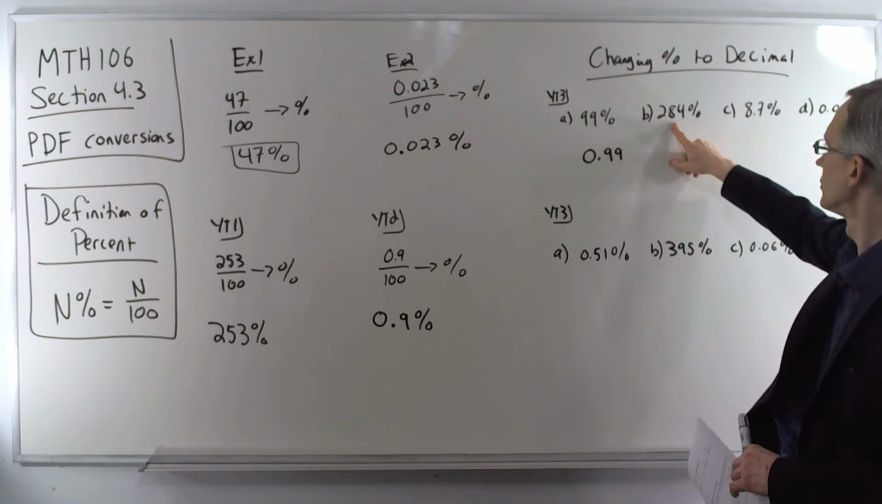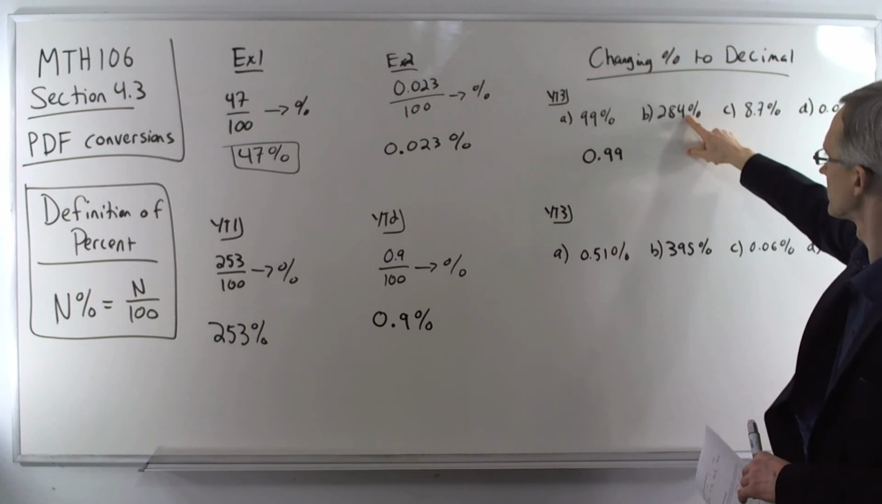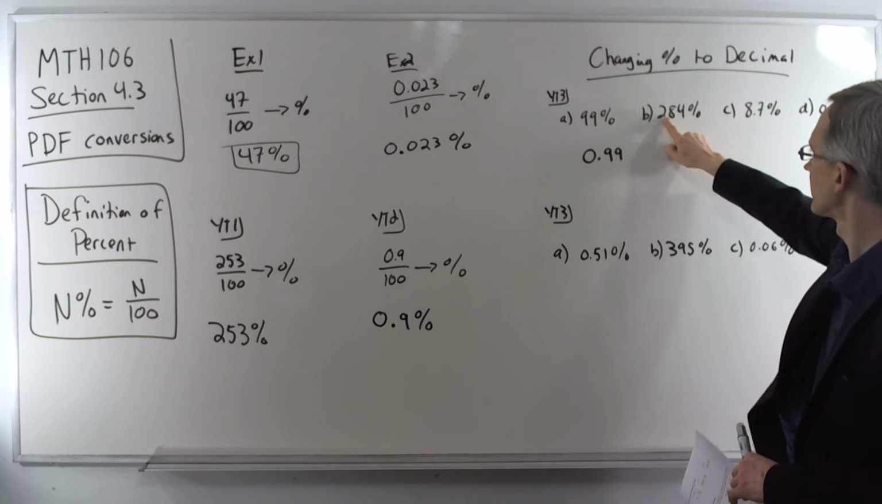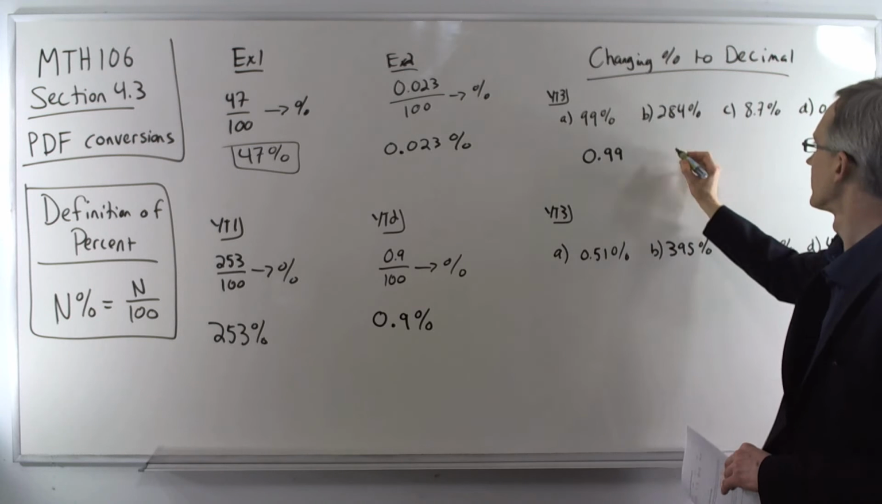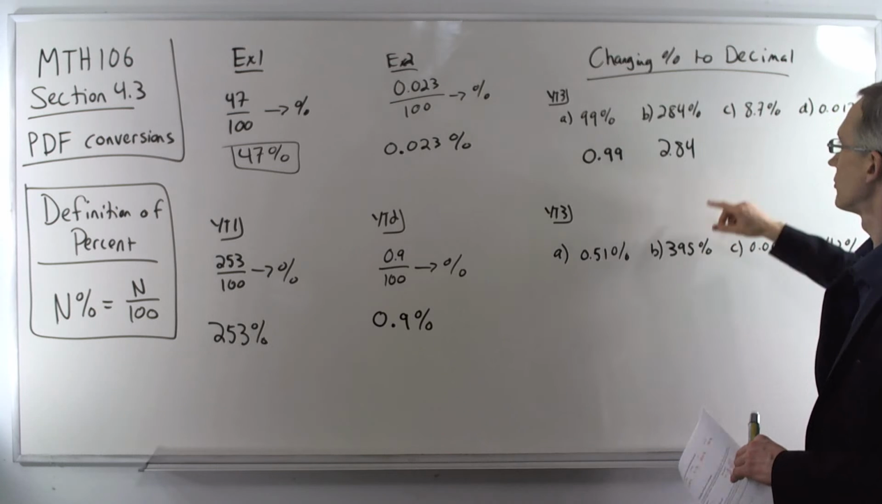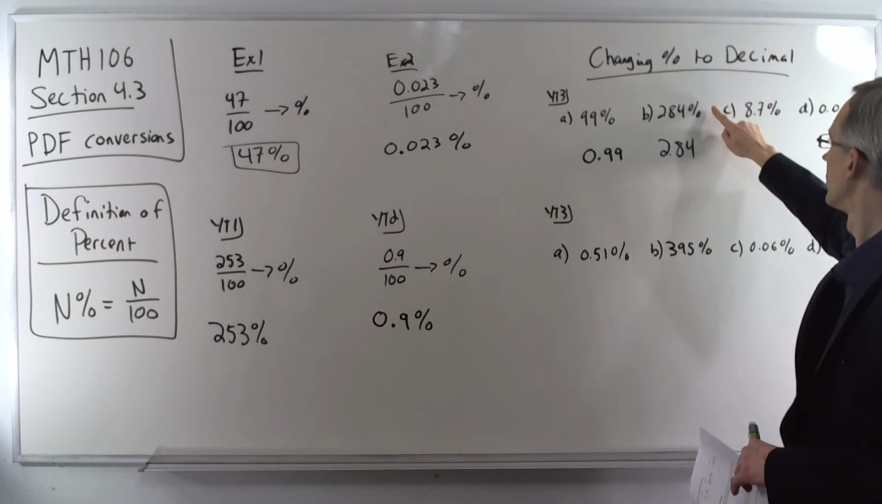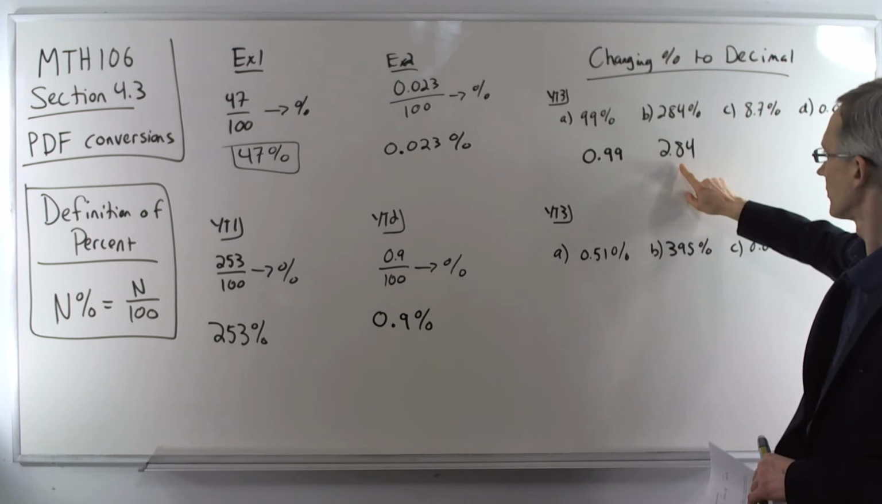All right, 284%. Again, decimal starts to the right of the rightmost digit. 2 to the left gets us between the 2 and the 8, so that is 2.84. So notice when we have a percent that's greater than 100, greater than the whole thing, we get a number that's greater than 1.